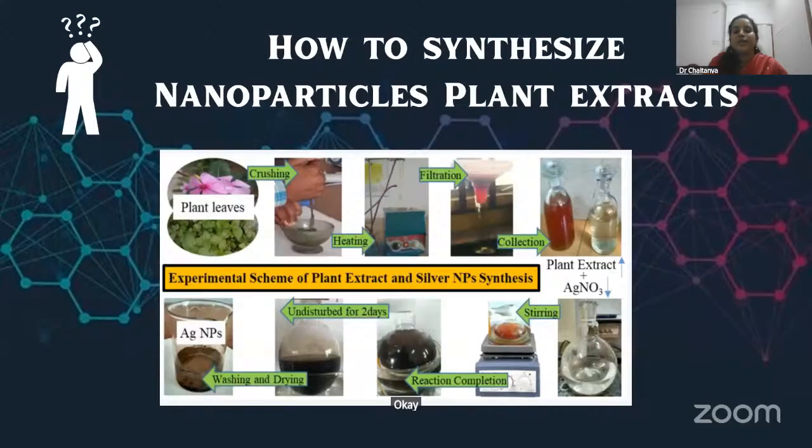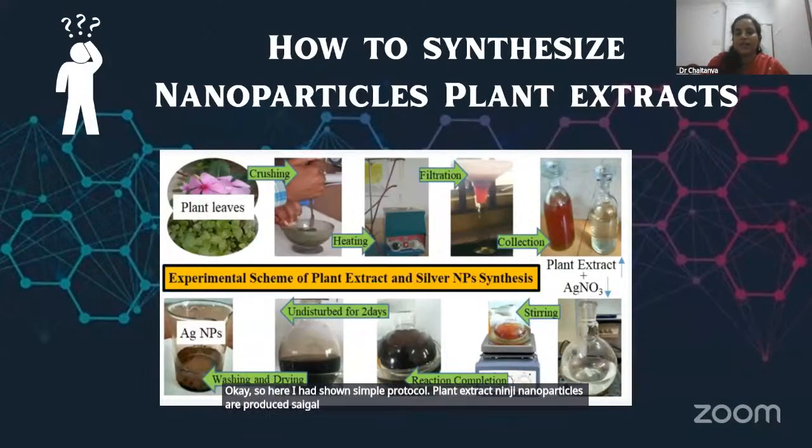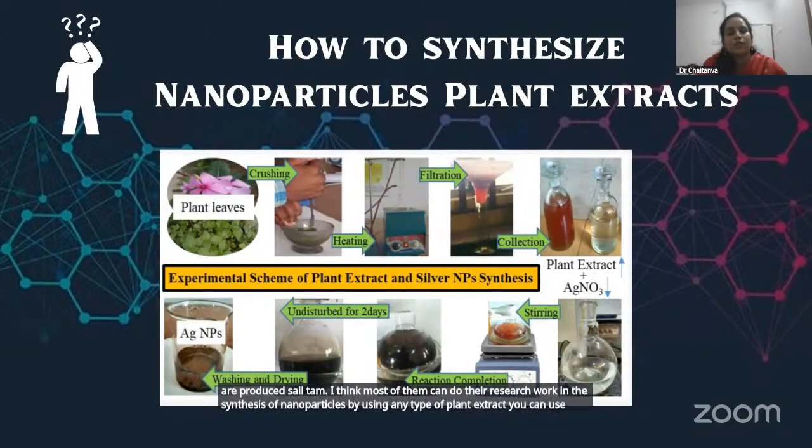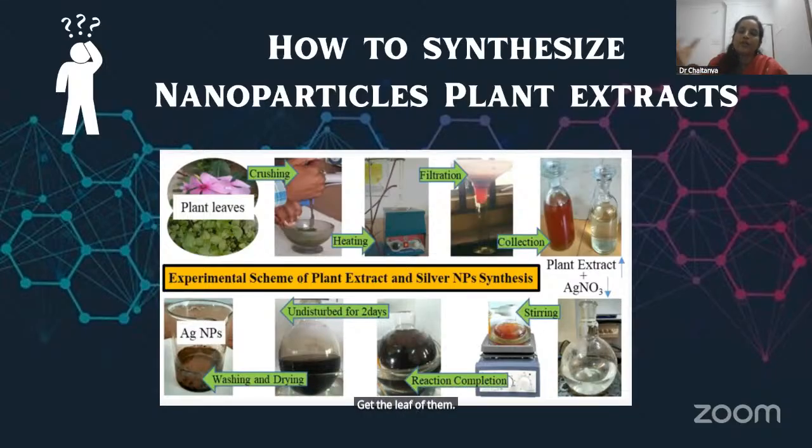Okay, so here I had shown a simple protocol, how nanoparticles can be produced from plant extract. I think most of them can do research work in the synthesis of nanoparticles using any type of plant extract. You can use medicinal plants or whatever you want to explore. Get the leaf of that, get the flower of that, or get the fruit of that, crush it. I think you can see it in the diagram. Make a paste of it or make a powder of it and start boiling that in the water.